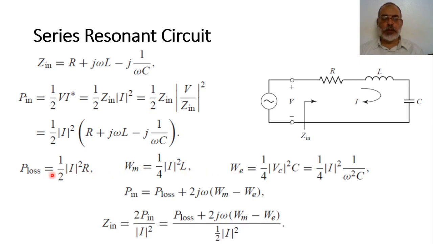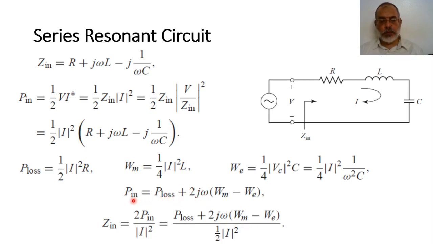Okay, this is the stored electric energy. According to the definition of the power losses, stored magnetic energy and stored electric energy, we can say that the total input power equals the power losses plus 2j omega multiplied by the stored magnetic energy minus the stored electric energy. And here this 2j omega multiplies the time average stored magnetic energy and the time average stored electric energy in time harmonic fields or time harmonic signals. Thus, the total input power corresponds to the total power loss plus the time average stored magnetic energy minus the time average stored electric energy.